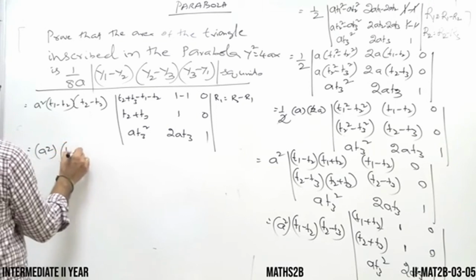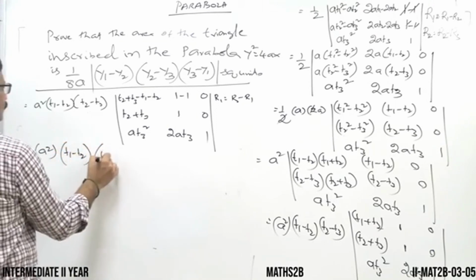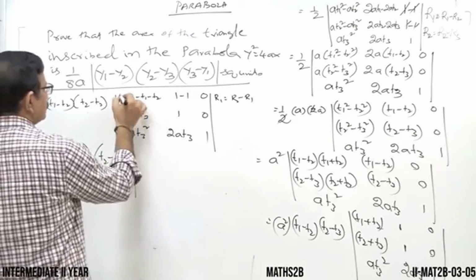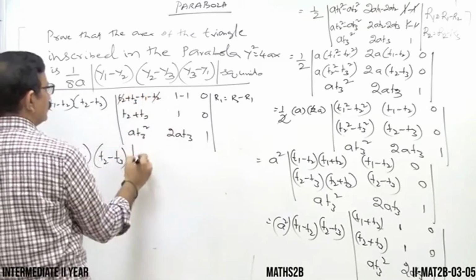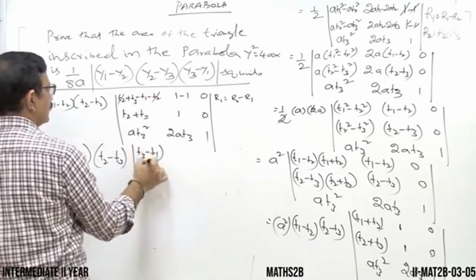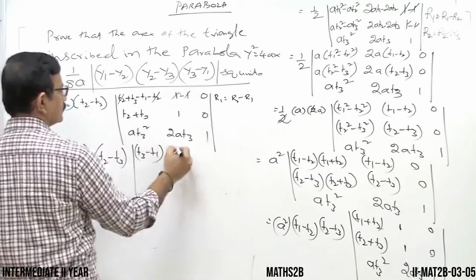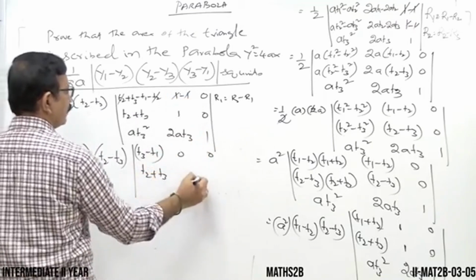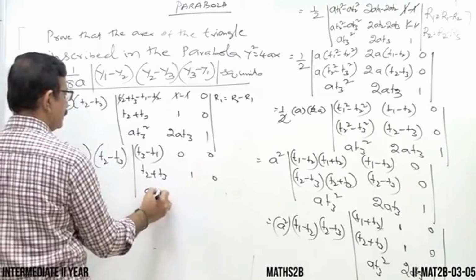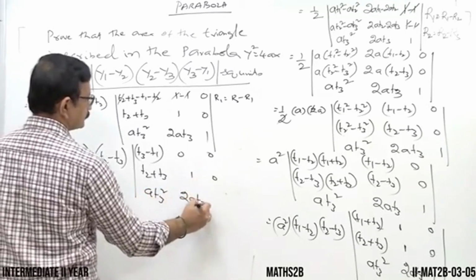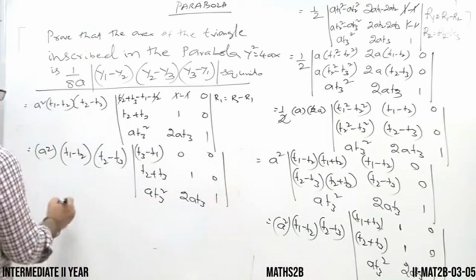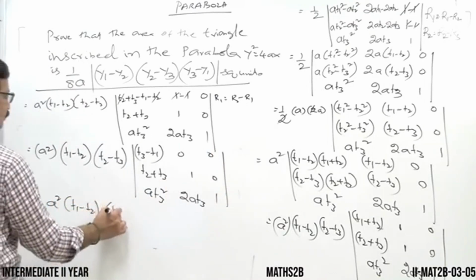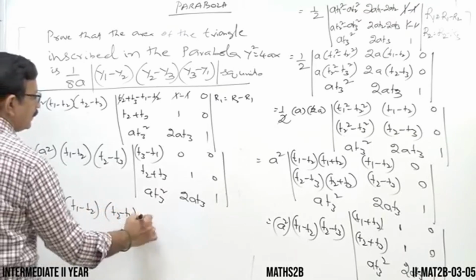So a square into t1 minus t2 into t2 minus t3. Now here you can cancel this t2 and t2. So this is t3 minus t1. Also 0, and this is 2 plus 1, 0. This is a t3 square, 2a t3, and this is 1. So therefore this is equal to a square into t1 minus t2 into t2 minus t3.